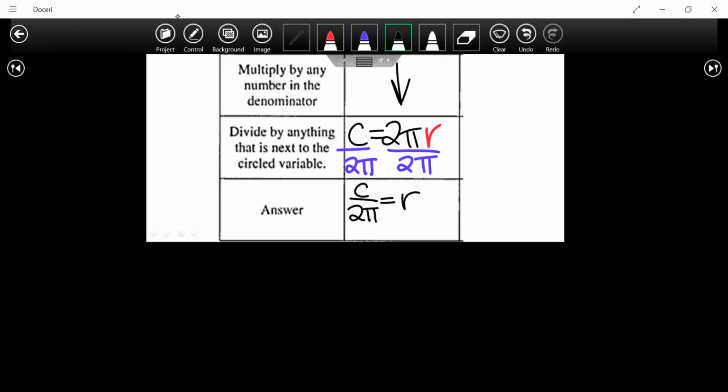Easy or hard? Hard? A little bit? We're just solving for a variable. In this case, it's asking us to solve for the variable r. So we're trying to get r by itself. That's all we're doing.